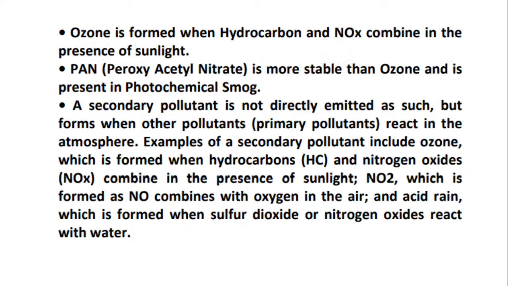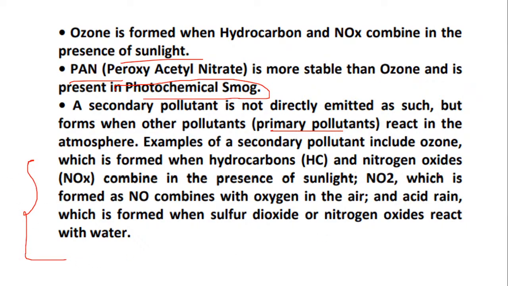I have listed it once again for your understanding. So ozone is formed when hydrocarbon and NOx combine in the presence of sunlight. PAN, that is peroxyacetyl nitrate, is more stable than ozone and is present in photochemical smog. And yesterday we did a question on photochemical smog and I have added the list over there. So a secondary pollutant is the one which is not directly emitted but forms when other pollutants, that is primary pollutants, react in the atmosphere. So a secondary pollutant forms in an indirect way, whereas a primary pollutant has a direct way.